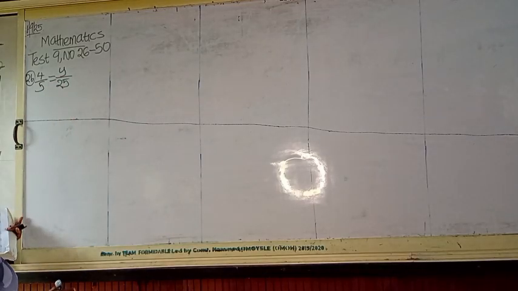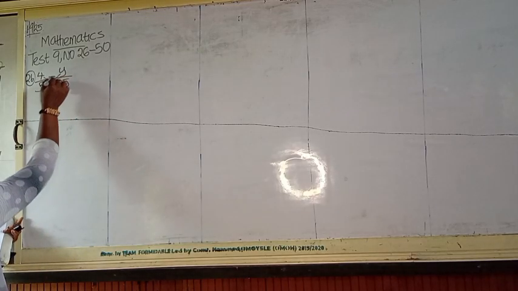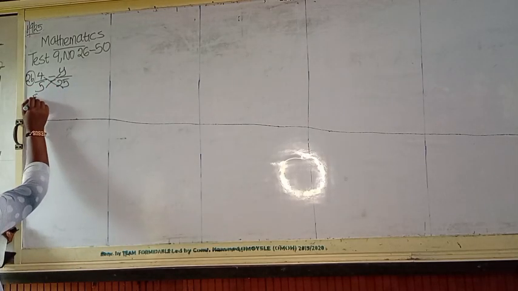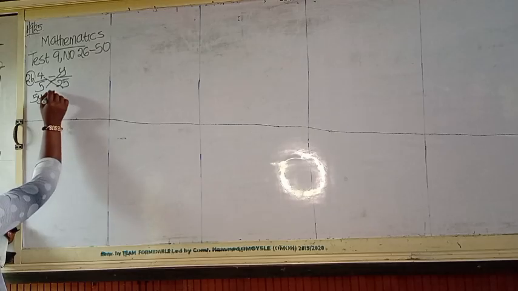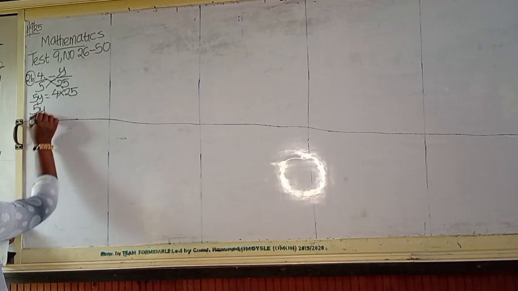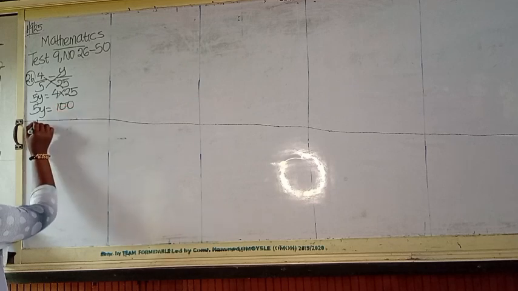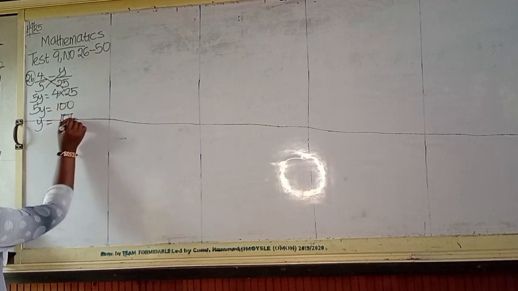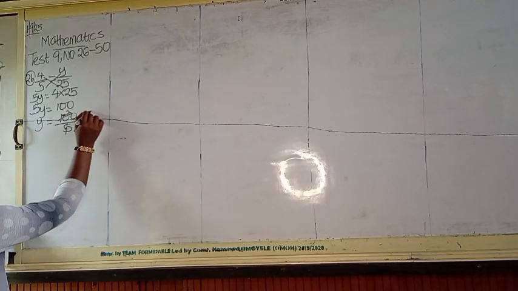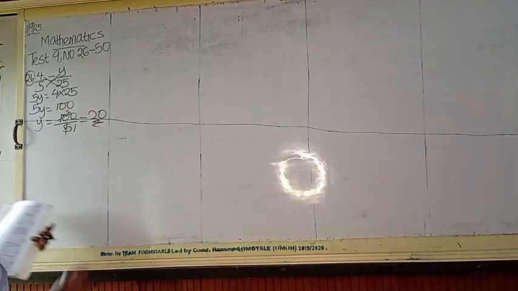So what are we going to do to this? All you have to do is just cross multiply. If you cross multiply, that is 5y is equal to 4 times 25. 5y is equal to 100. Y is equal to 100 over 5, which is equal to 20. So our y there is 20.